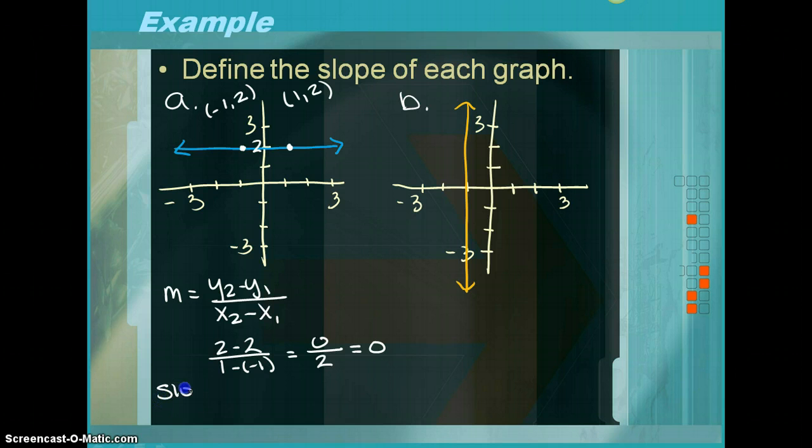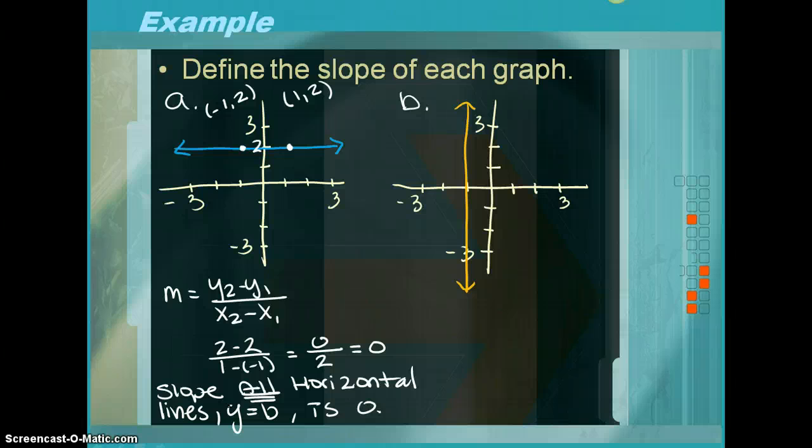Therefore, the slope of all horizontal lines, y is equal to b, is 0. So the slope is 0. Again, the slope of all horizontal lines, y is equal to b, that would be an equation, is 0. So the slope itself is 0, and it's always going to be 0 for all horizontal lines.